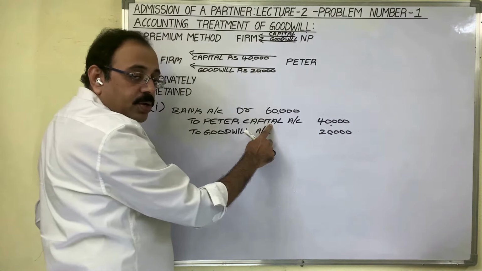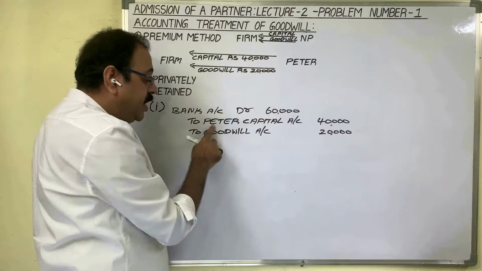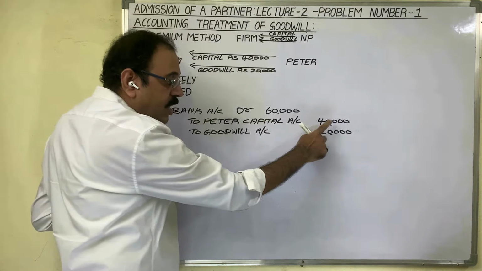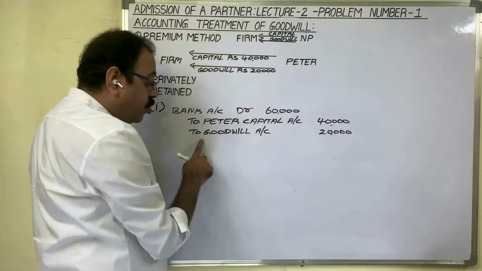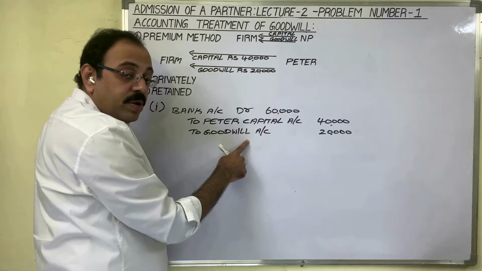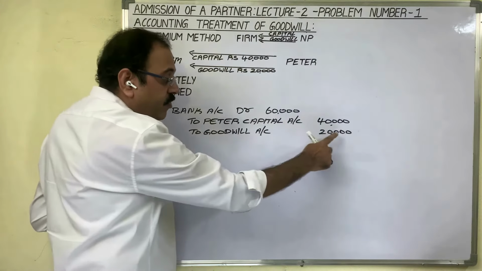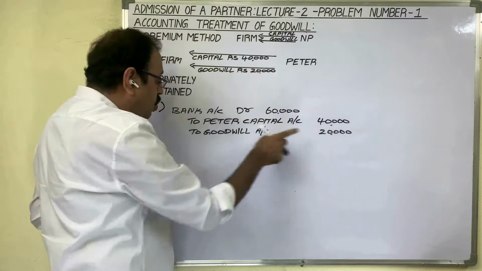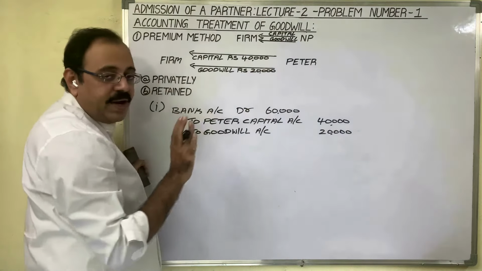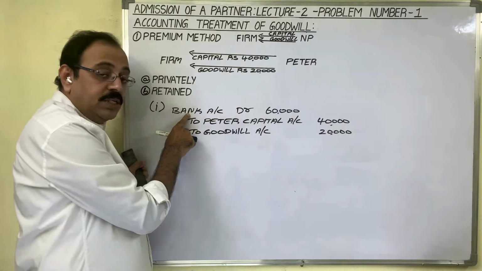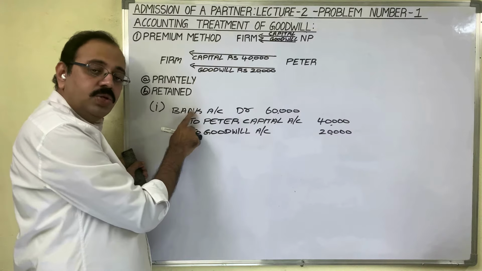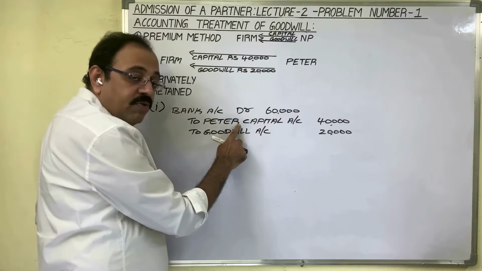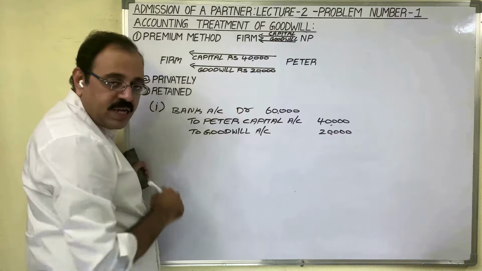Peter is bringing 40,000 rupees towards his capital, so credit Peter capital 40,000 rupees. Towards goodwill, Peter is bringing 20,000, so we have to credit goodwill account 20,000. For the first two, there is clarity. Bank balance is increasing, the banker is a receiver, so bank is debited.